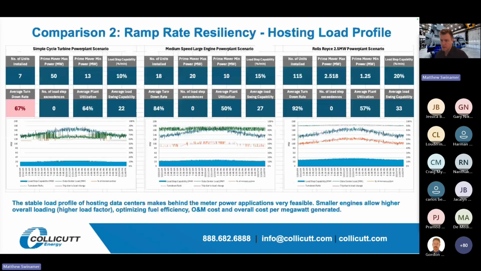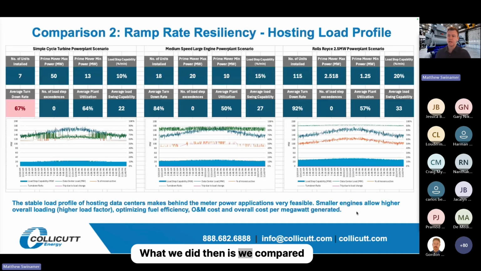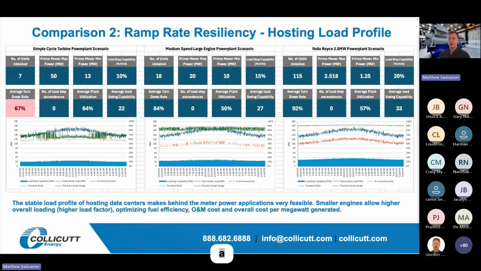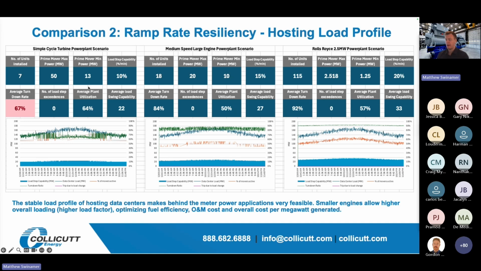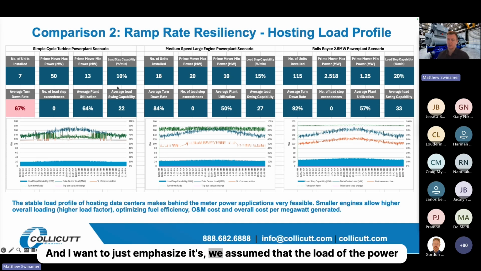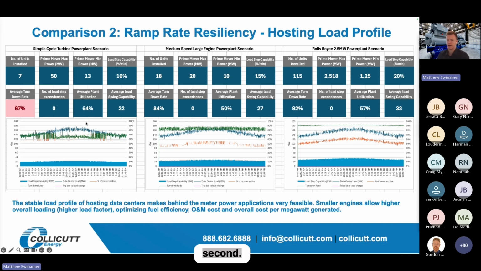Okay. What we did then is we compared the three behind the meter technologies if they were to be directly coupled to the load. And I want to just emphasize, we assumed that the load of the power plant would be directly supplied by the generation. And many people on the call will be saying you wouldn't do that. We'll get into that here in a second.